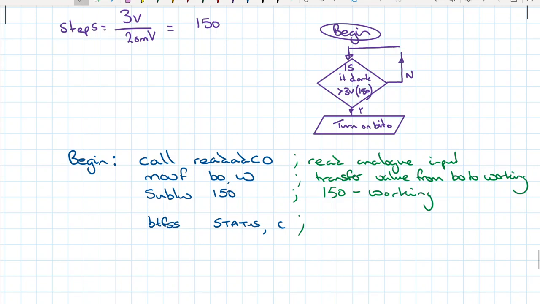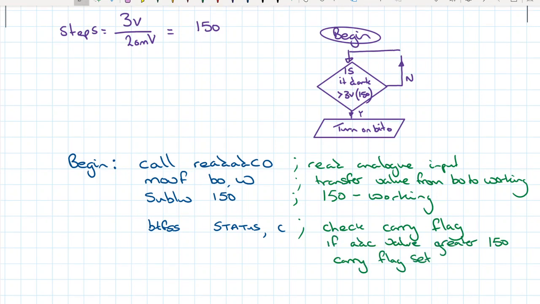Okay, so what we're going to do is a bit check, and we're going to check the condition of the carry flag. If the carry flag wasn't set, then it wouldn't skip this next line, so we can tell it to just go back to begin. But otherwise, what we want to do is set bit 0 on port B.